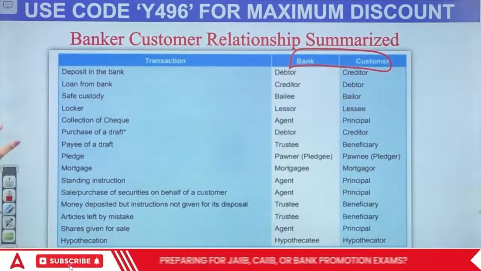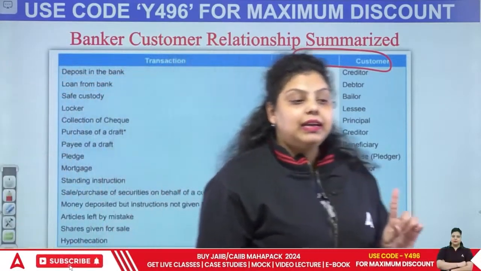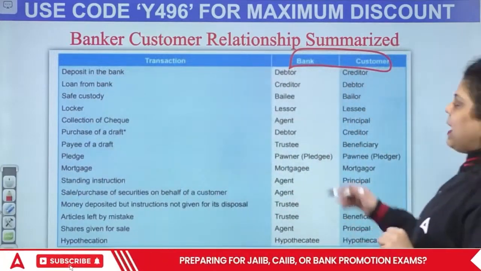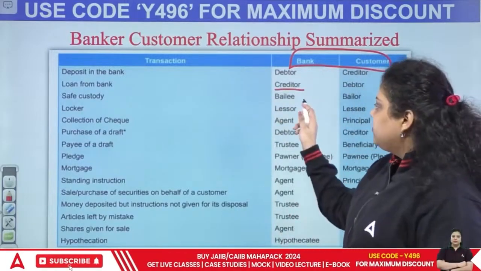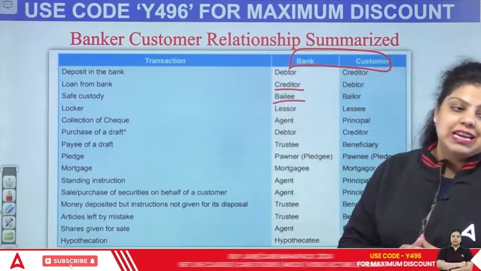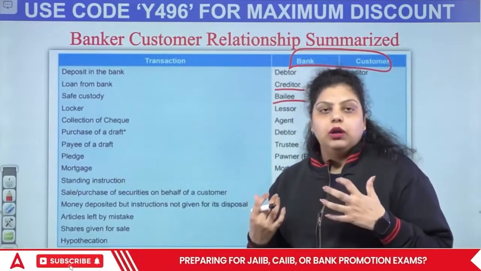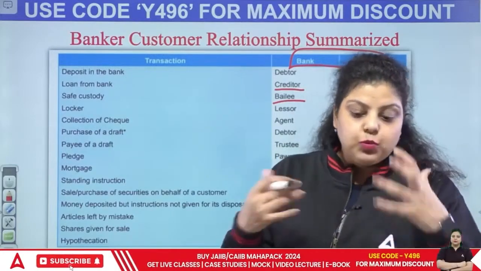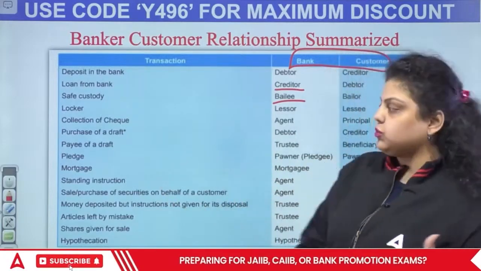Okay, so this is the table where you have to cover. Now, in case when the bank is a debtor, bank will be a debtor when bank accepts money from the customer. Bank will be a creditor when bank gives a loan to the customer. Bank will be a bailee when bank provides any kind of security, or safe custody to the customer regarding the valuables of the customer.